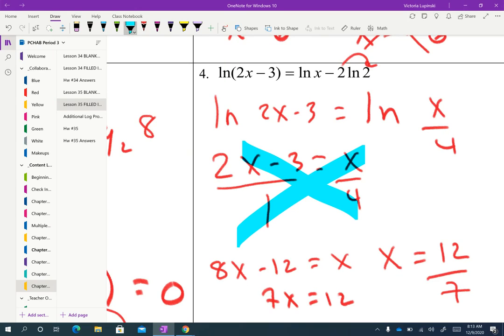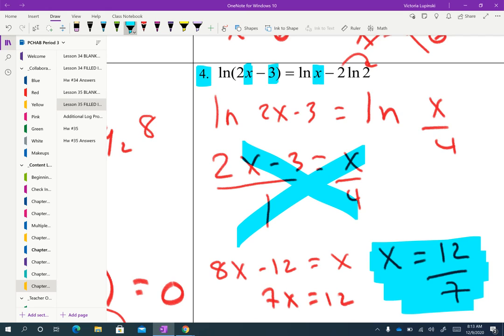Again, all we care about when we go back to the original to check is to make sure it's not 0 or negative. So ln of 12 over 7, I don't care what it is, but it does work. 2 times 12 over 7 would give you 24 sevenths. 24 sevenths minus 3, that would be minus 21 sevenths. So you would still get a positive answer, which means it works, which means 12 over 7 is in fact your solution. So lots of examples today.